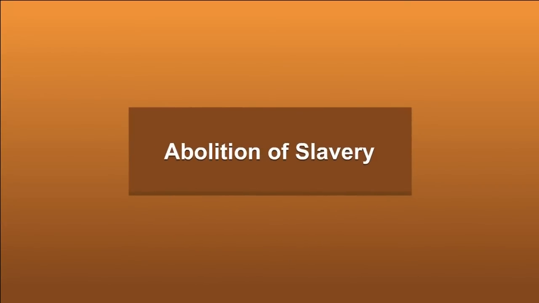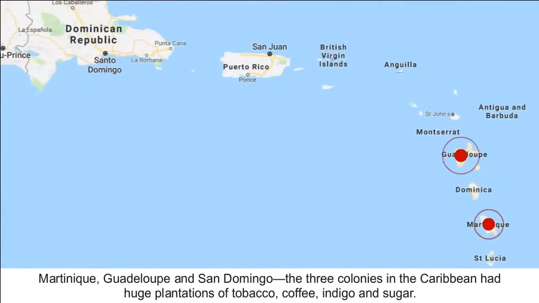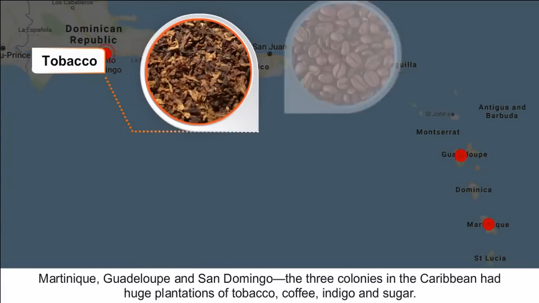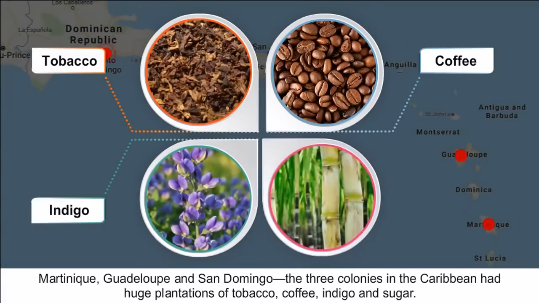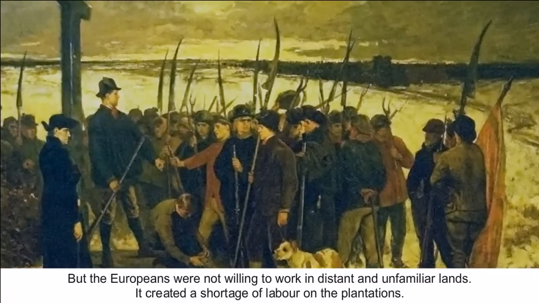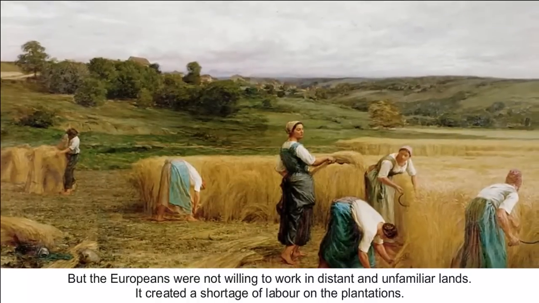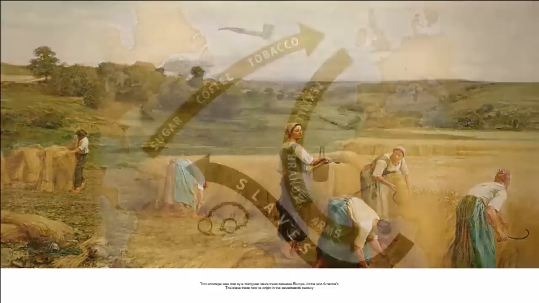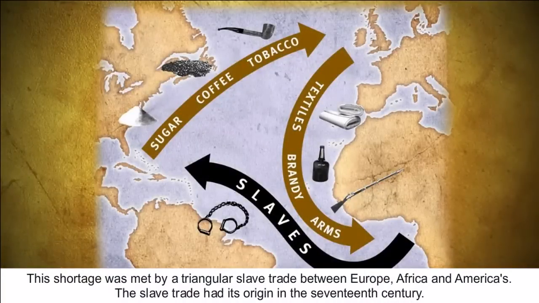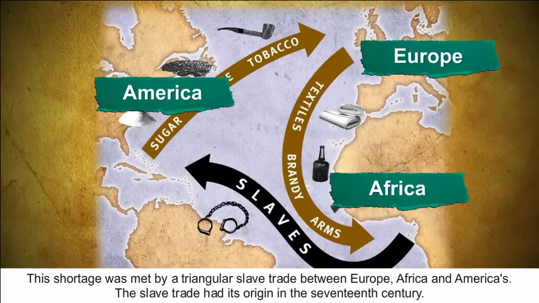Abolition of slavery. Martinique, Guadeloupe, and San Domingo, the three colonies in the Caribbean, had huge plantations of tobacco, coffee, indigo, and sugar. But the Europeans were not willing to work in distant and unfamiliar lands. It created a shortage of labor on the plantations. This shortage was met by a triangular slave trade between Europe, Africa, and the Americas.